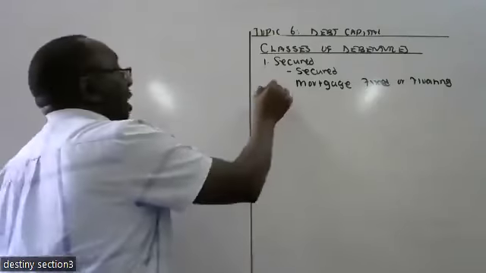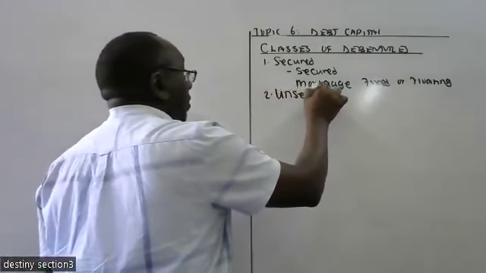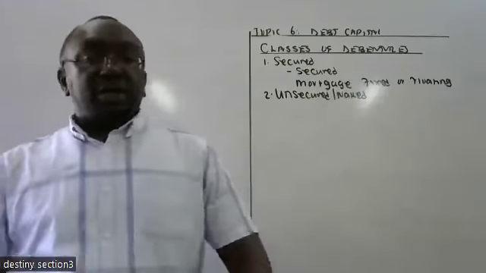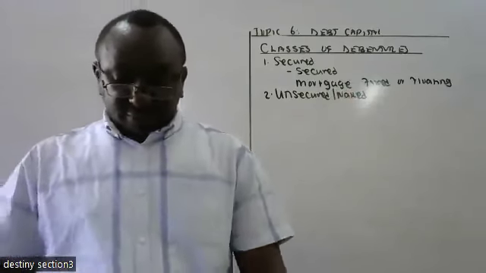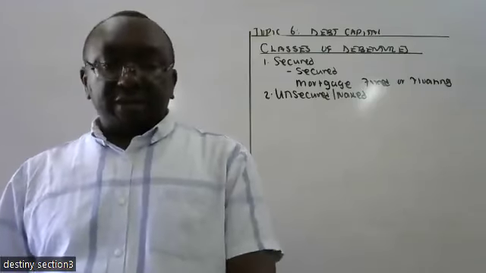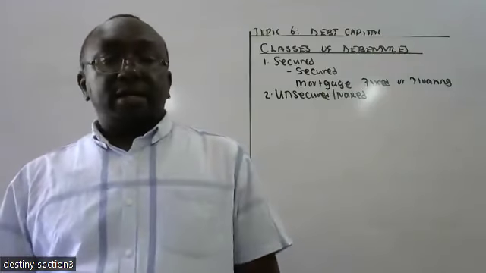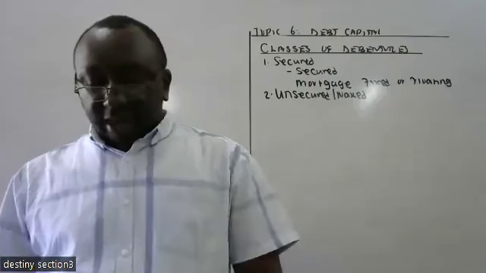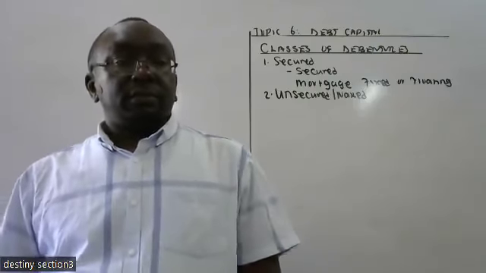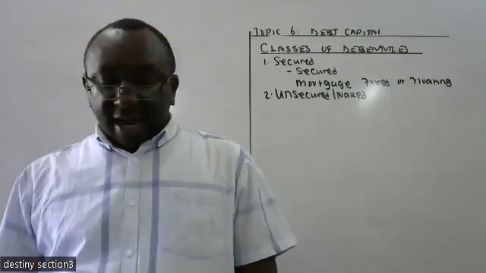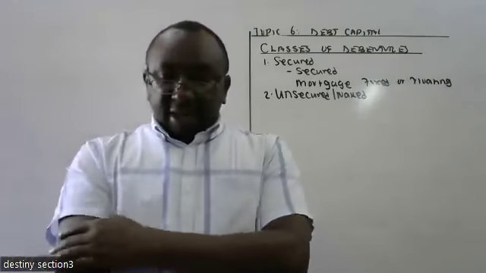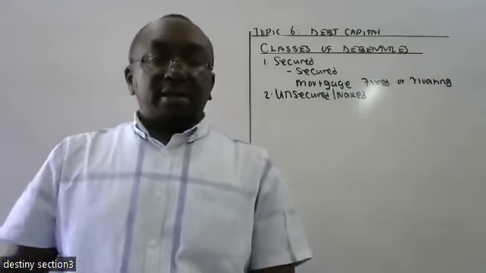Number two, unsecured, also called naked. Write that these are not secured by any asset of the company. First of all, the holders are just like ordinary unsecured creditors.